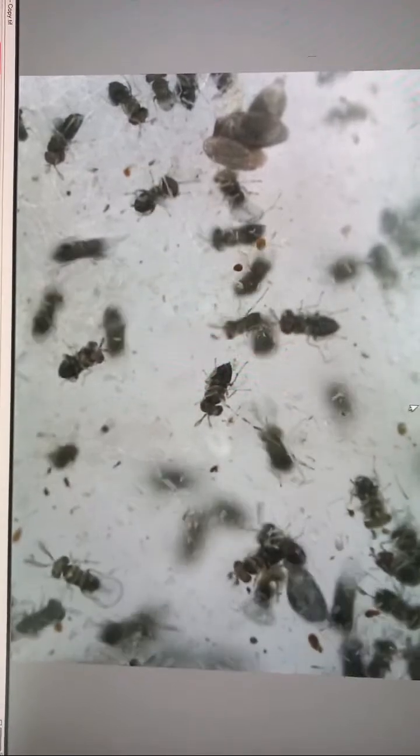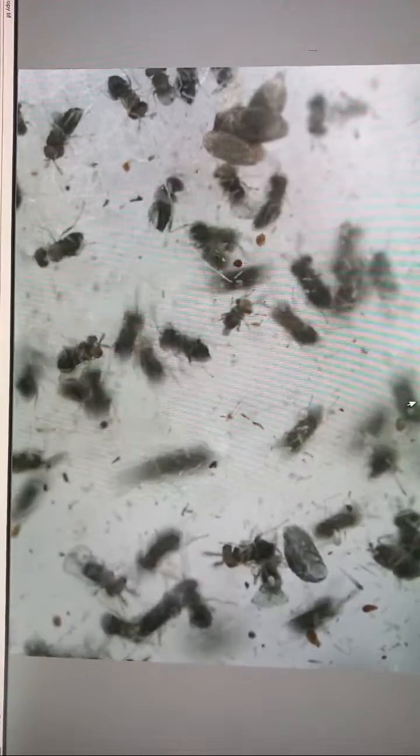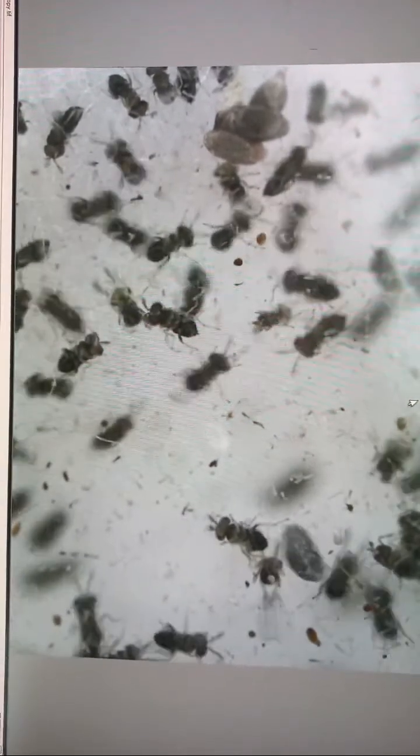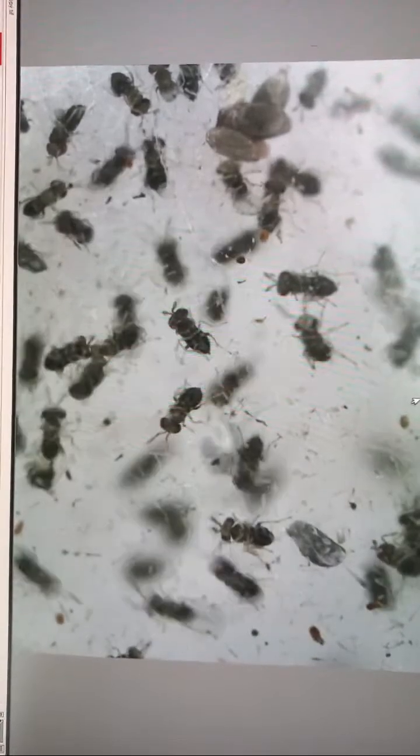On the left side you can see some rounds, like grains. These are not grains, these are eggs of rain moth, Cytotroga cerealella.